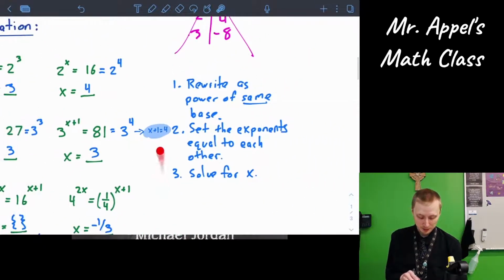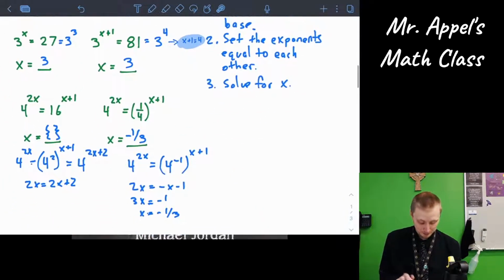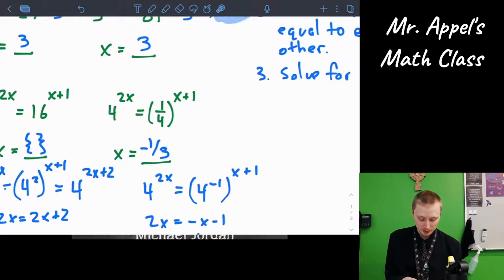To solve exponential equations, rewrite as powers of the same base, get both sides to have the same base, and then you can set each exponent equal to each other and solve for x from there. You can even work that out with fractions here.